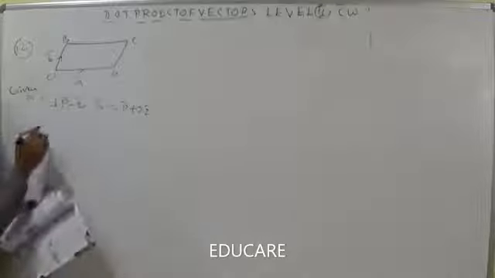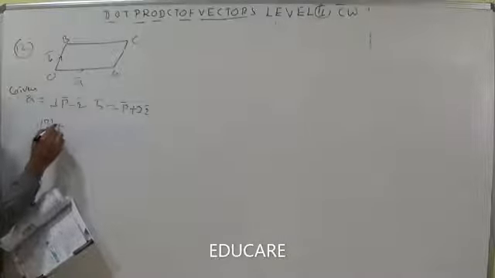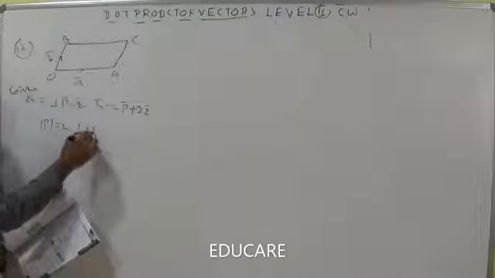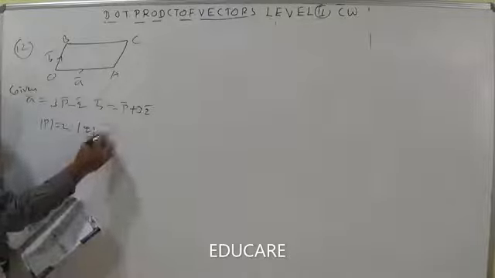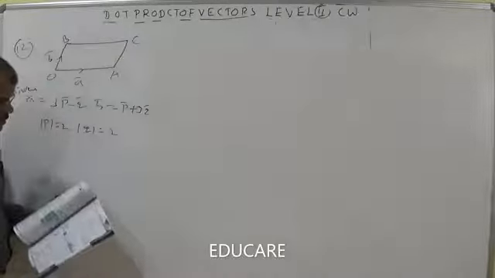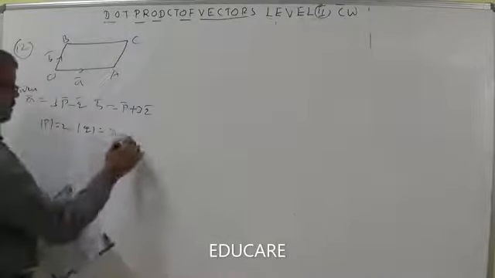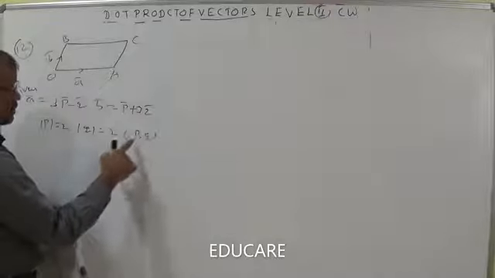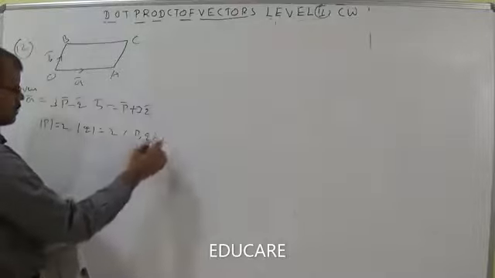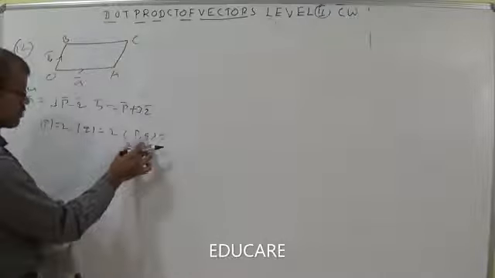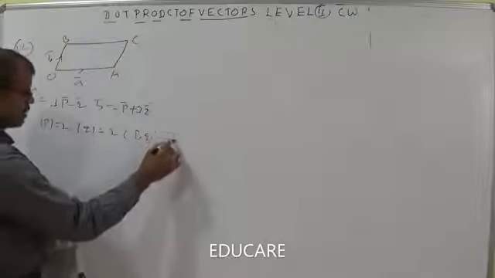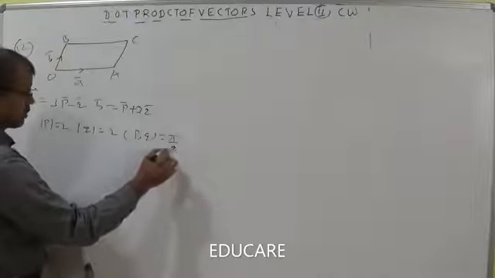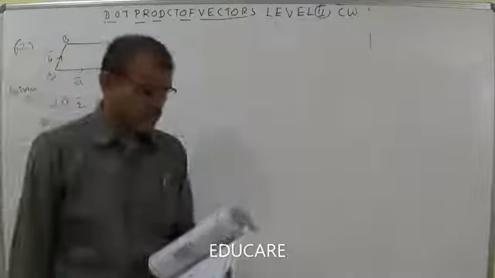And mod P equal to 2. And mod Q is equal to also 2. Both are same. And theta, whenever I am writing bracket between the letter P and Q, if you put comma P comma Q within the brackets, it indicates angle. The angle between P and Q is pi by 3, given.